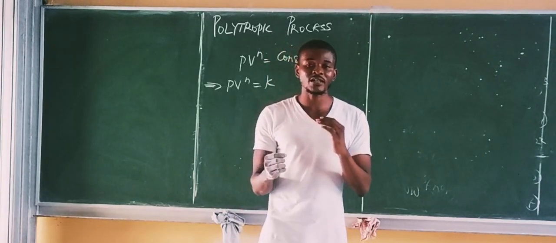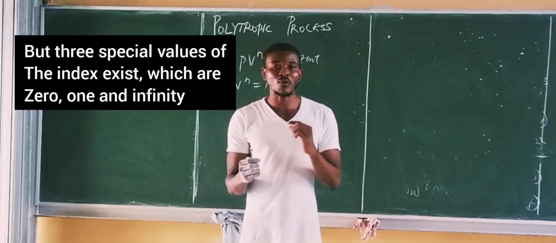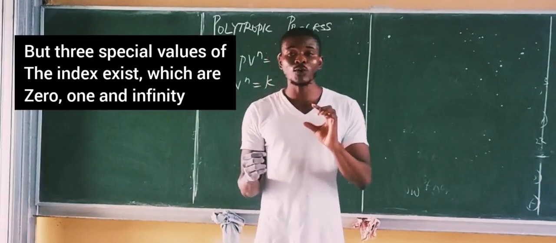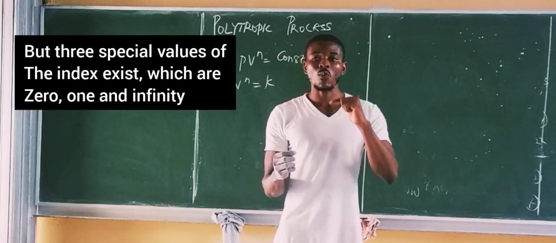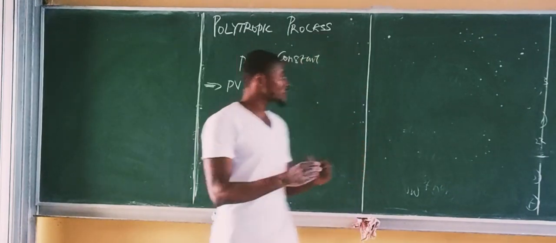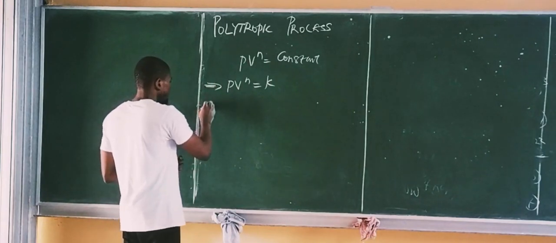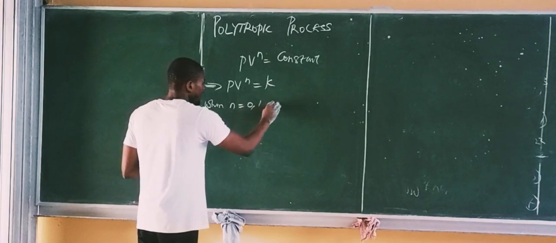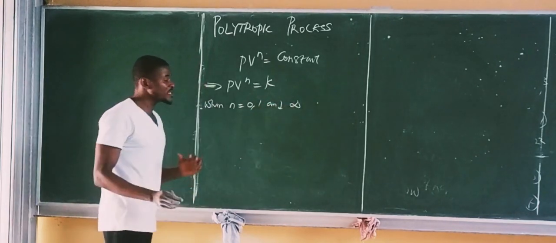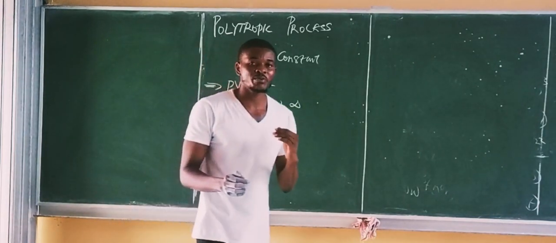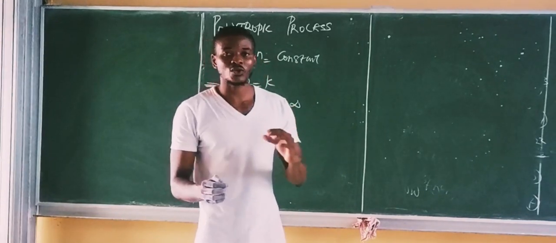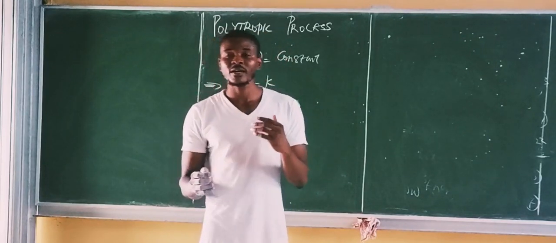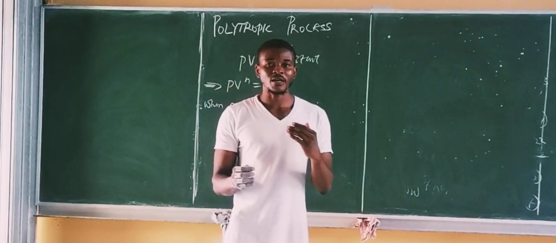It has a value that ranges from 0 to infinity, but three special values of the polytropic index are of utmost importance, and those values are simply 0, 1, and infinity. So let's study when n is equal to 0, 1, and infinity. So these are the three special values of the polytropic index of expansion or compression. We're going to study these values and see what we obtain in the polytropic process.